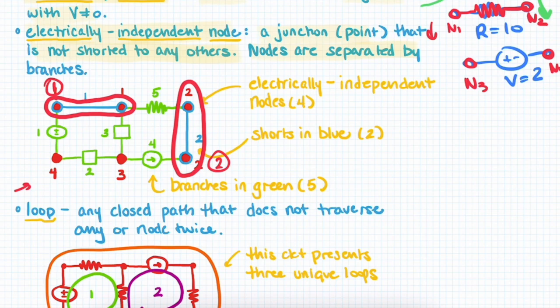Now we jump over here. This is not shorted to anything else. All right, so it's going to be its own node. And then this one, lastly, it's not shorted to anything else, so it will be its own node. And so you can see, by going around the circuit in that way, we've determined that there are 4 electrically independent nodes out of the 6 junctions.